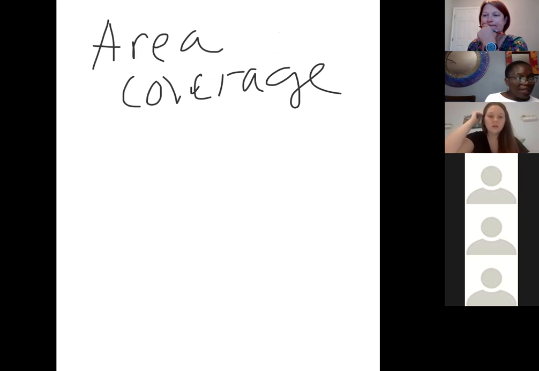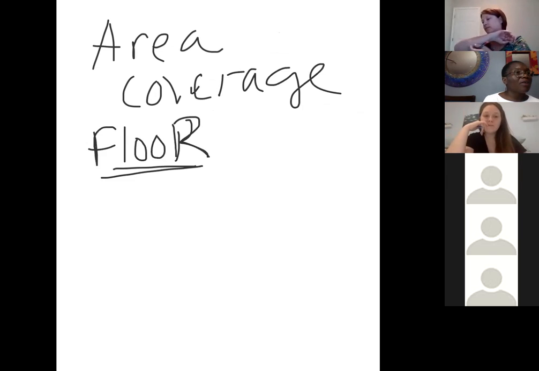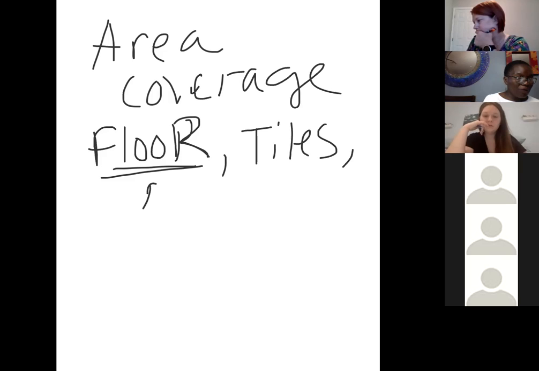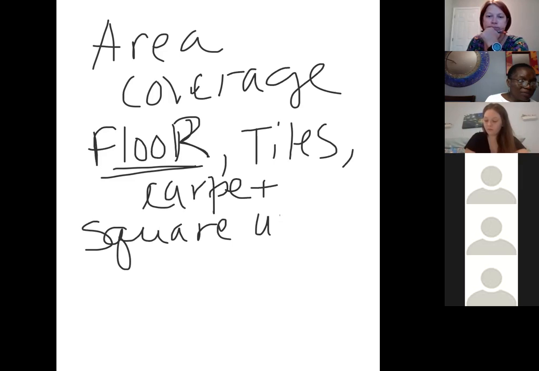Like the area of a room. That would be the floor of a room, guys. If we're talking about the floor of the room, that has to do with area. Now, if we're talking about the amount of tiles or carpeting we need for a room, all of these have to do with area. When we talk about area, we talk about area in terms of square units.